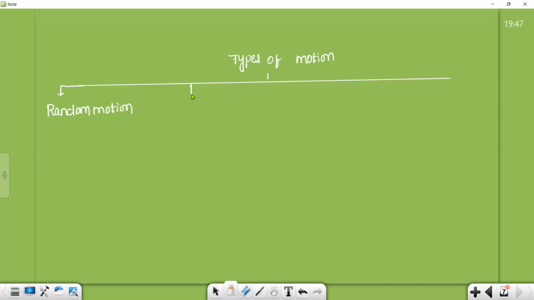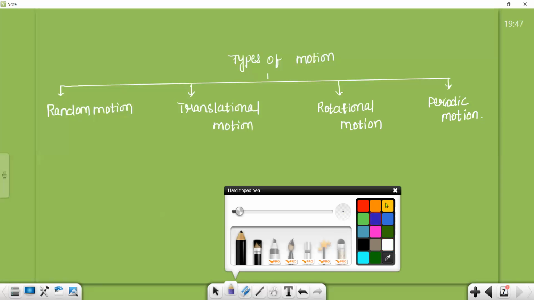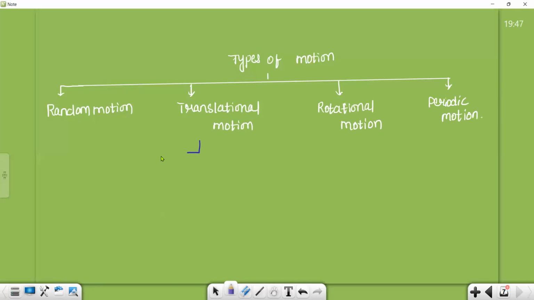Random motion. Next, translational motion. Ma'am, rectilinear and curvilinear motion. In that we will write again. Next one is rotational motion, and periodic motion. Okay. So in translational motion, we have discussed three kinds. One is rectilinear motion, linear motion, curvilinear motion, and circular motion.